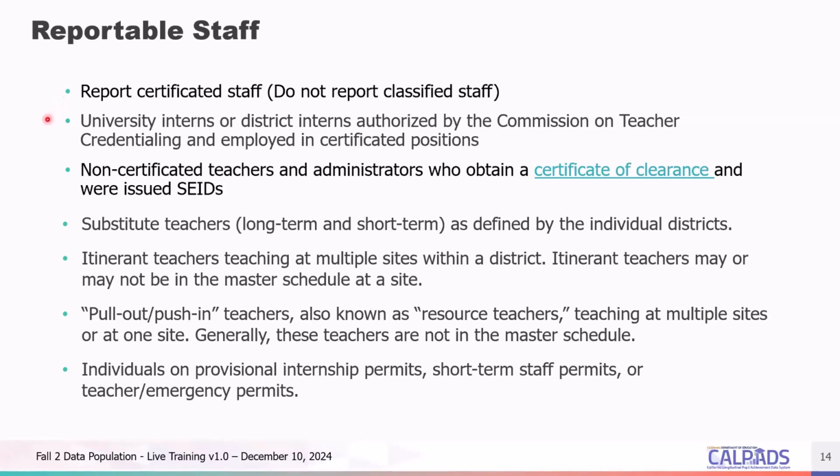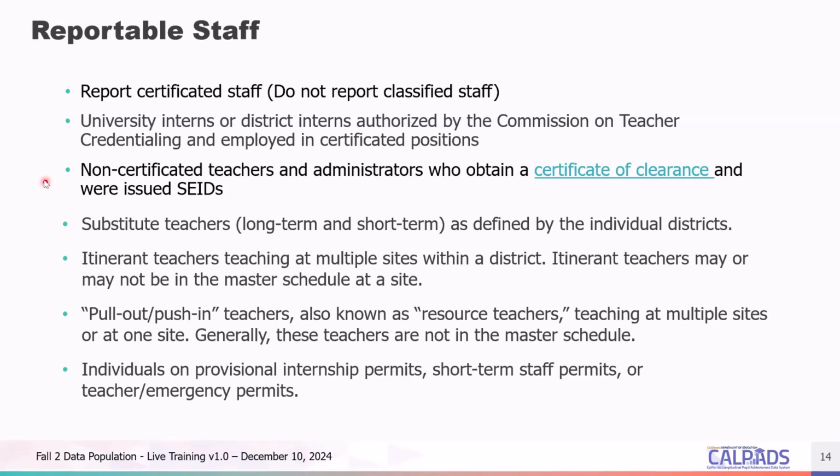LEAs should report university interns or district interns authorized by the CTC and employed in certificated positions, again, in school districts, county offices of education, charter schools, schools administered by the Department of Corrections, Division of Juvenile Justice, or state special schools. LEAs should report non-certified instructors who are employed in charter schools and who are providing non-core, non-college prep instructional services and who have SEIDs.